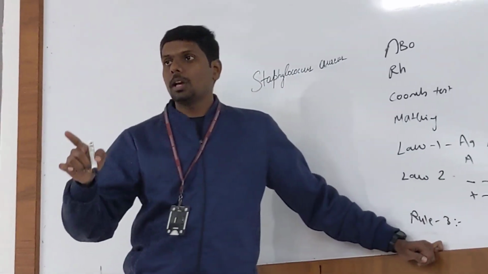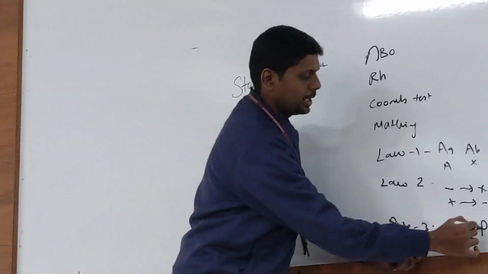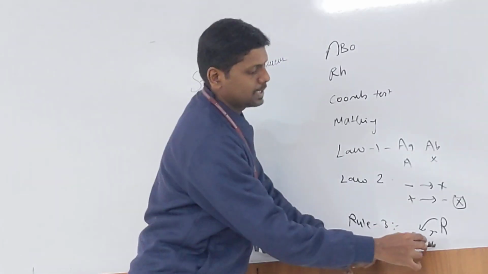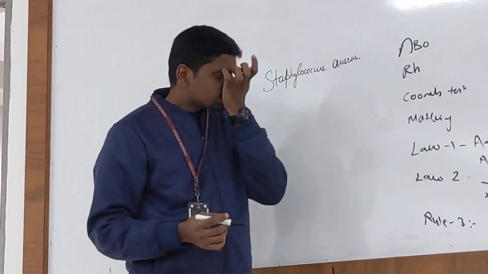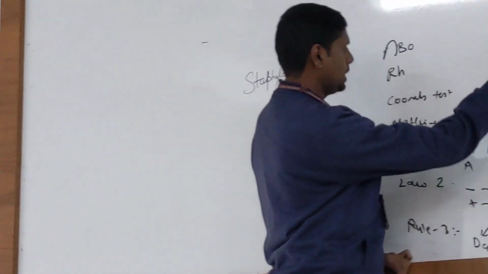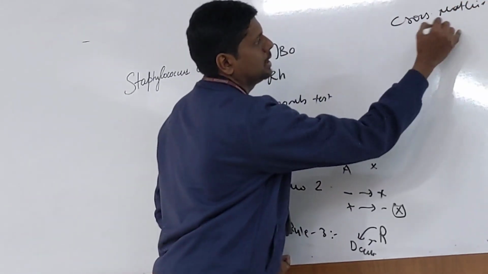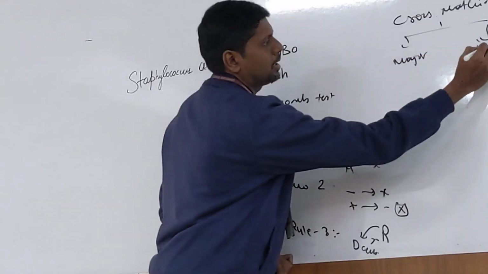The donor should not have antibodies attacking the recipient, and the recipient should not have antibodies attacking donor cells. This is one rule. Then I discussed the cross matching here. In cross matching we have two types: major cross matching and minor cross matching.